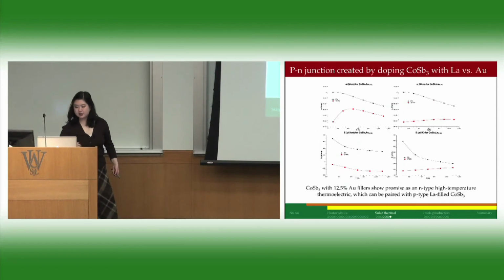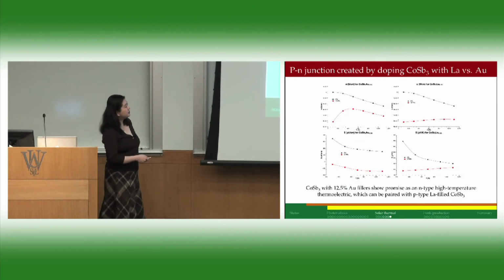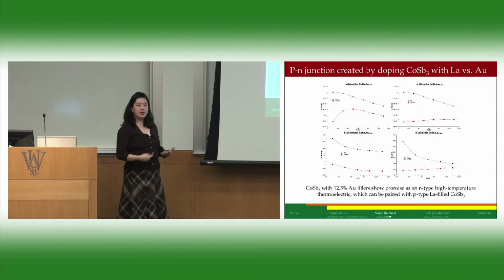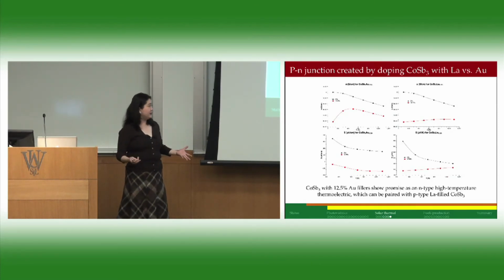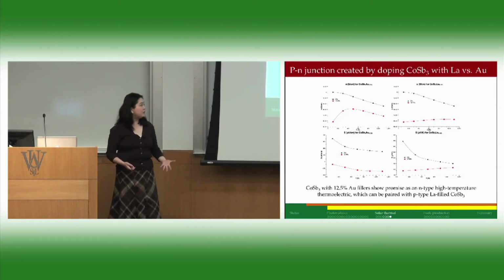And why is this actually useful? Well, it's really useful in case you're making a device. If you want a PN junction there, where you basically have electrons that hold the same material, essentially what you would want to do is just maybe make a cobalt antimonite nanowire or whatnot. You would just dope maybe one half with gold and dope the other half with lanthanum.